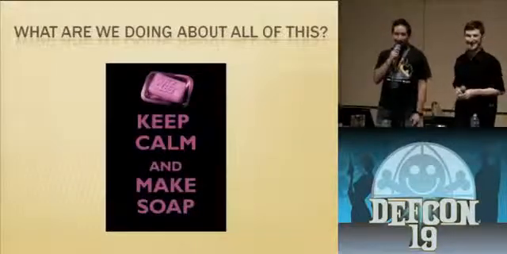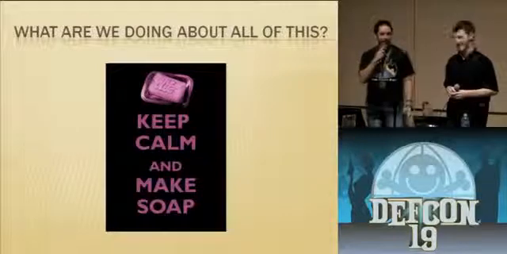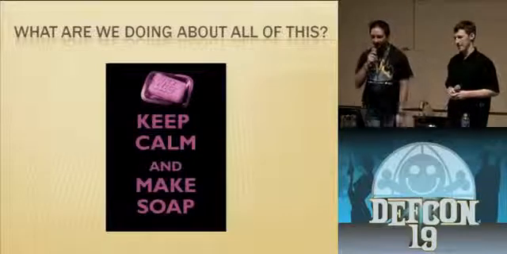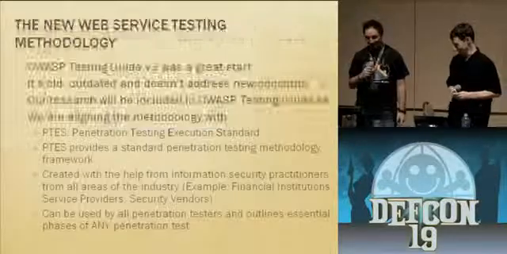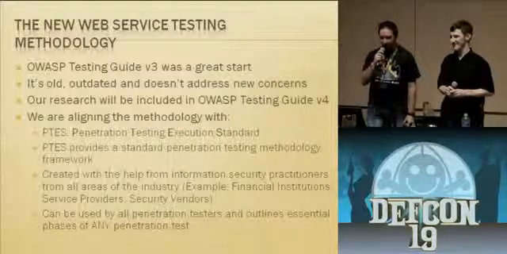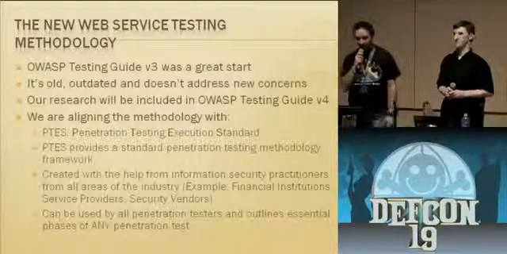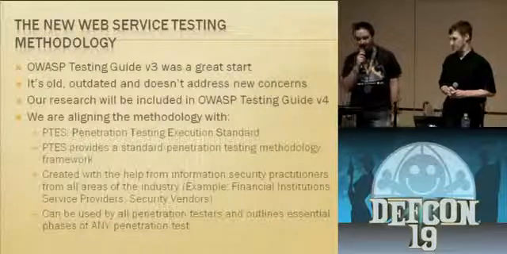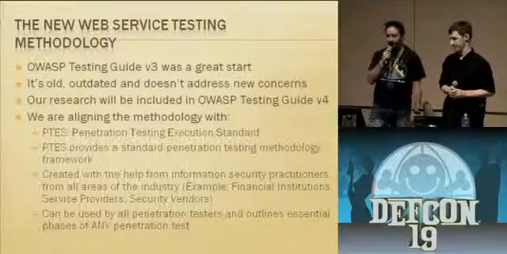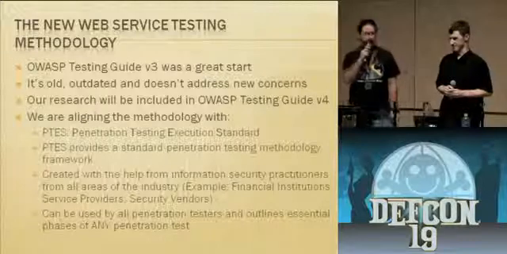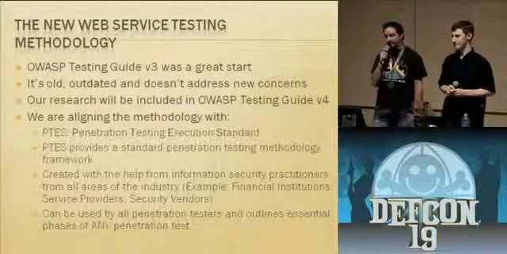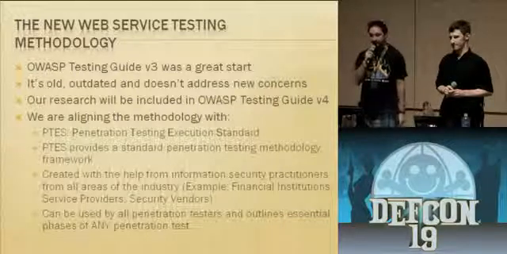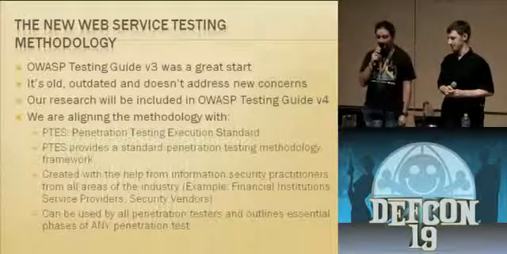So what are we going to do about all this? We've seen a lot of problems here. There's problems with pretty much everything. So, of course, keep calm and make SOAP. What we're doing is taking the information from the OWASP Testing Guide version 3, and we've completely revised it with the newest technology out there for web services, and we are contributing this back to OWASP for the Testing Guide version 4, which is right now under development.